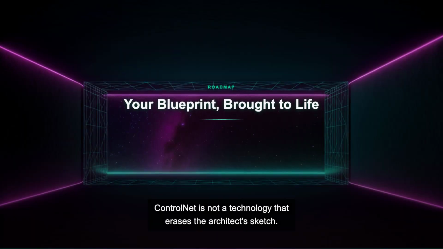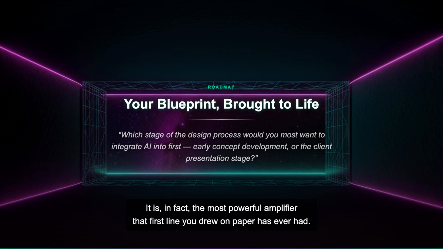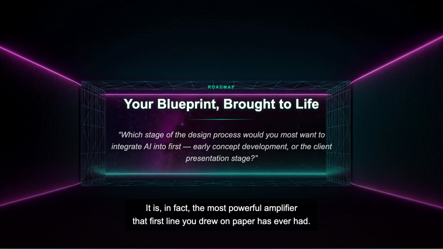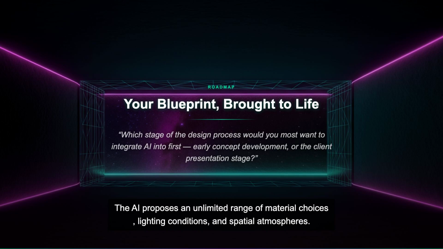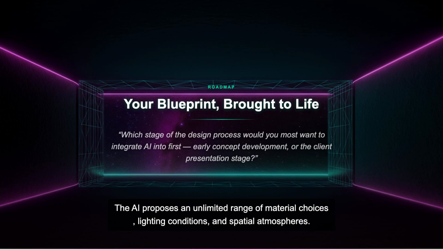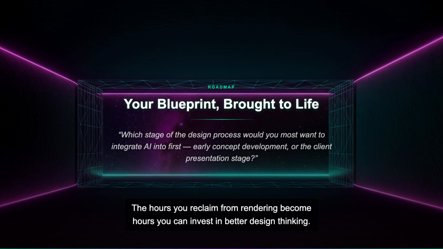ControlNet is not a technology that erases the architect's sketch. It is, in fact, the most powerful amplifier that first line you drew on paper has ever had. You determine the structure of the space. The AI proposes an unlimited range of material choices, lighting conditions, and spatial atmospheres. The hours you reclaim from rendering become hours you can invest in better design thinking.